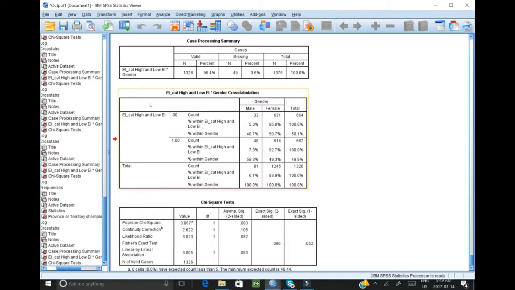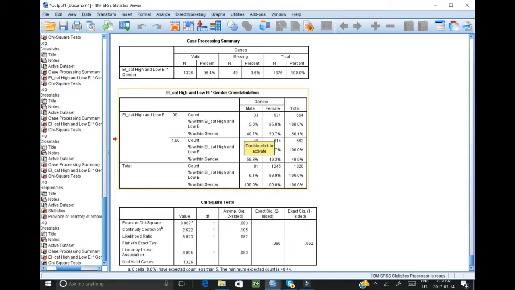If we go down below to the high EI category, we have 48 males and 614 females. And again, the percentage right underneath tells us of those with high EI, what percentage are men and which percentage are women. Okay, and then underneath the last percentage on the bottom is within gender.